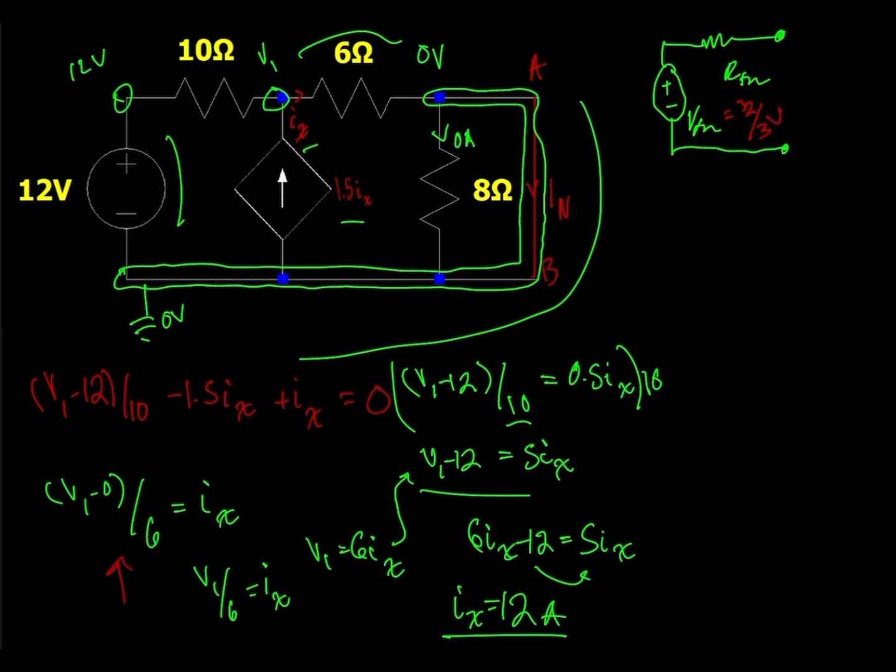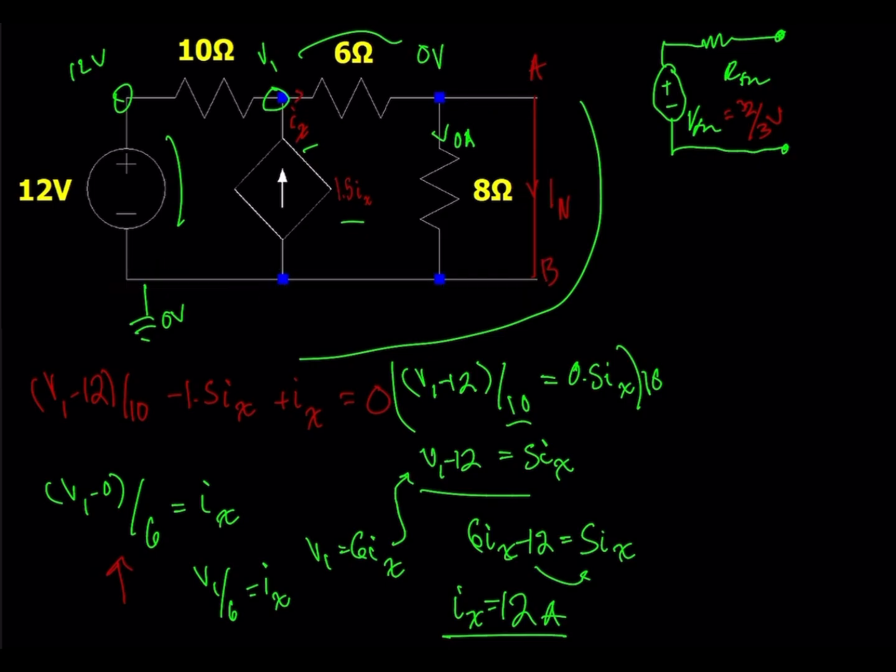But if we take a look at the circuit, because we shorted these terminals, no current will be flowing through this 8 ohm resistor. So you can see that this 8 ohm resistor becomes irrelevant, and so this is actually all in series here. So we'll just simplify this up. So now that we know Ix is 12 amps, that is actually equal to I Norton. That's our short circuit current.